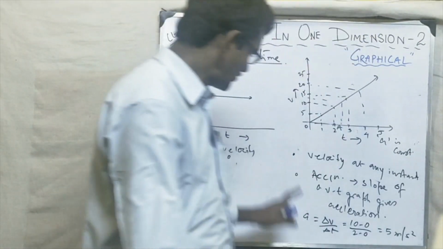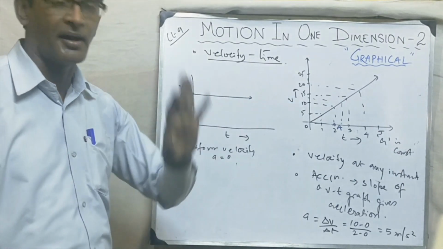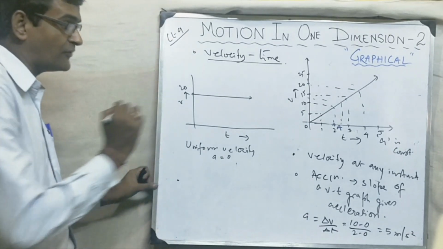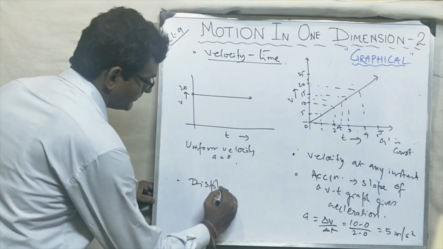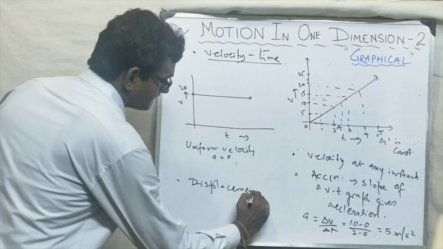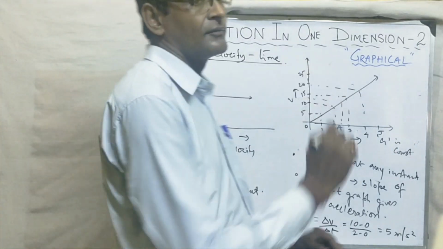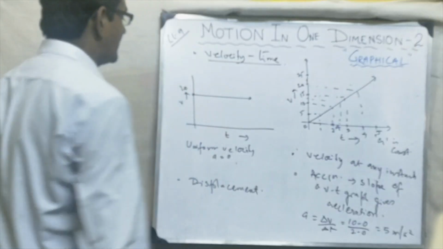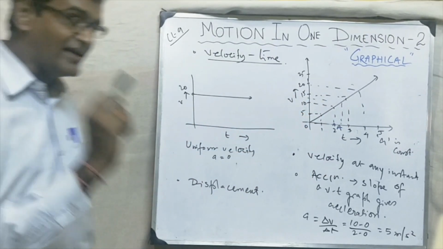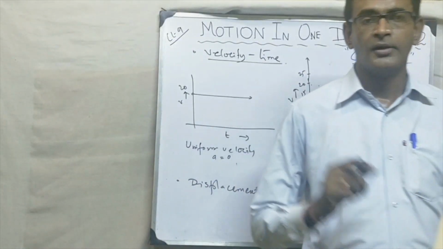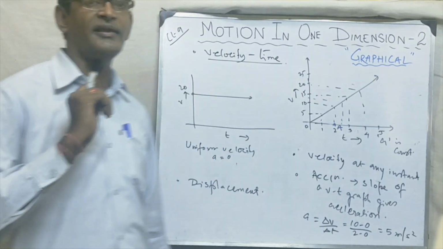Acha. So I told you three things, sir, two things. Now what is the third thing we can get from a VT graph? Mind it. The third thing that we can get from a VT graph is displacement. So we can get displacement from a VT graph. How? So please note it down. Area under the VT graph is the numerical value of displacement.